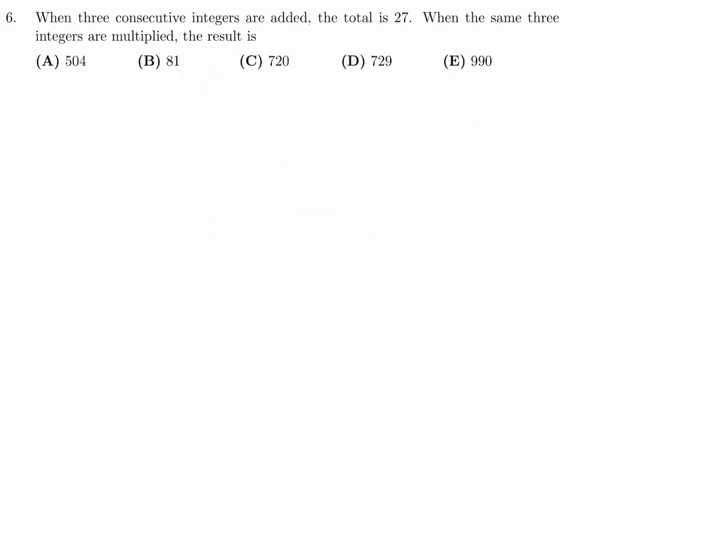When 3 consecutive integers are added, the total is 27. When the same 3 integers are multiplied, the result is... So I'll let my integers be x, x plus 1, and x plus 2, because there are 3 consecutive integers, and they are equal when added to 27.